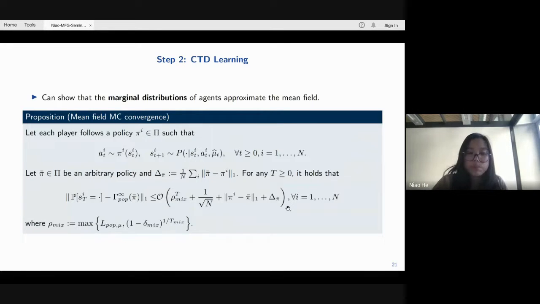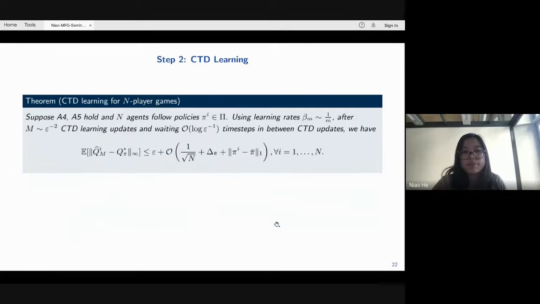So this is somewhat intuitive. And based on this observation, you can then show that with this TD learning algorithm, you can approximately estimate the true Q-value functions that you are really interested in, corresponding to the mean field, with an error which is similar as before. It depends on the number of agents you use, and on the deviation of your policy pi from the reference policy pi bar.